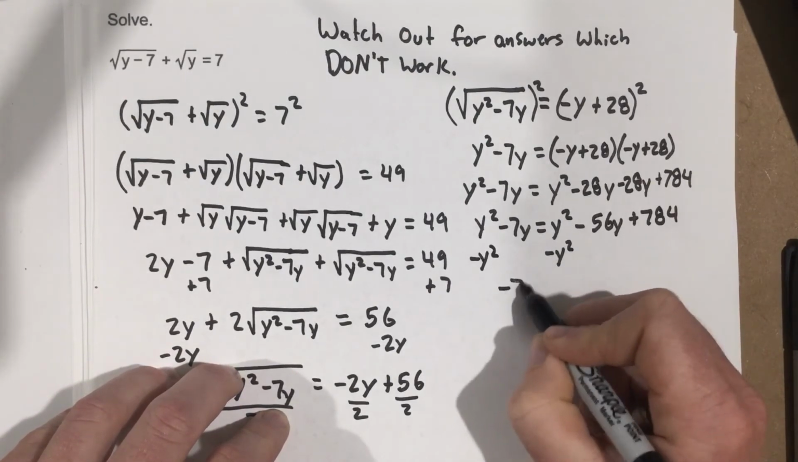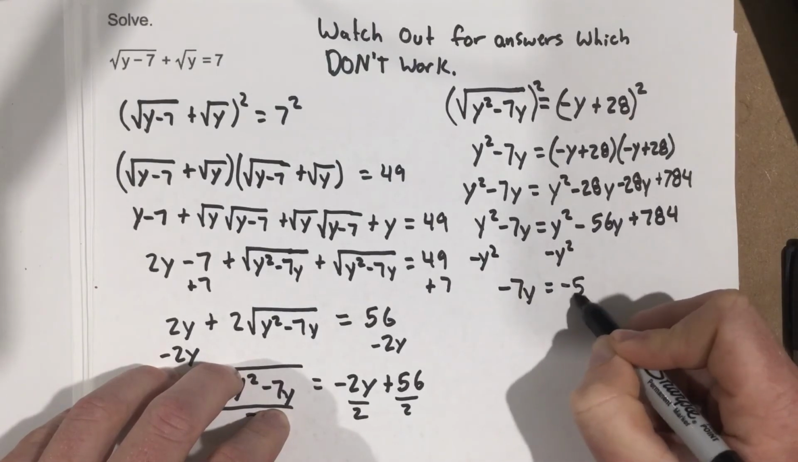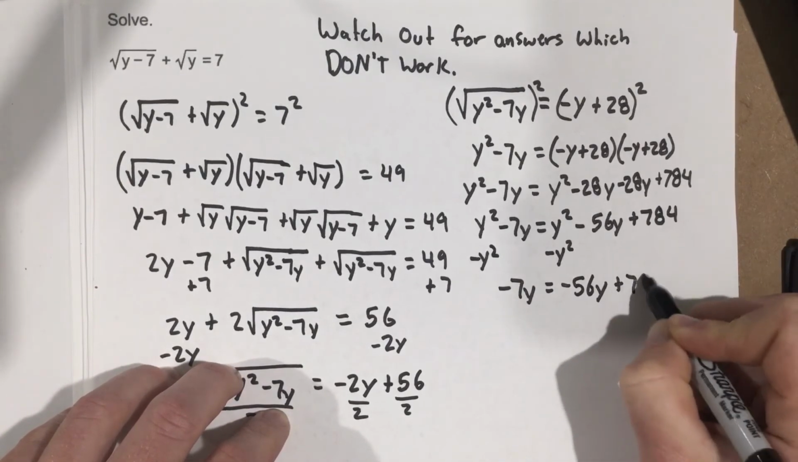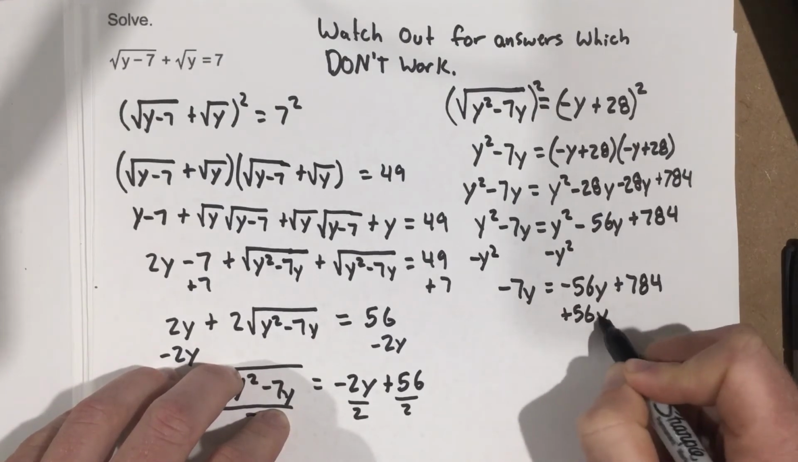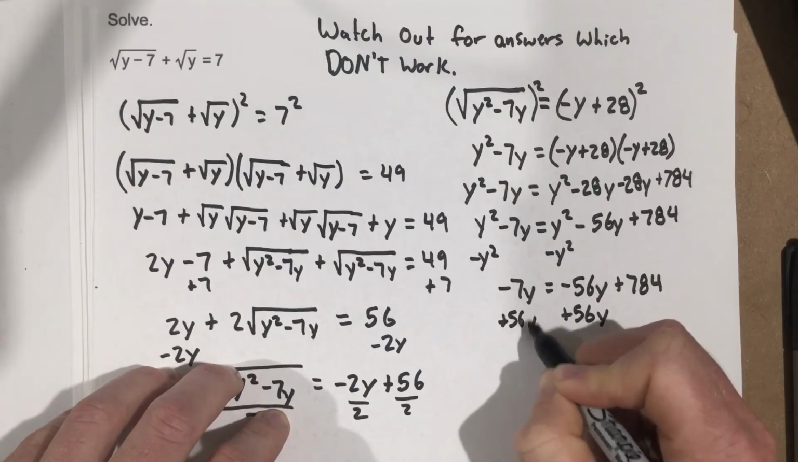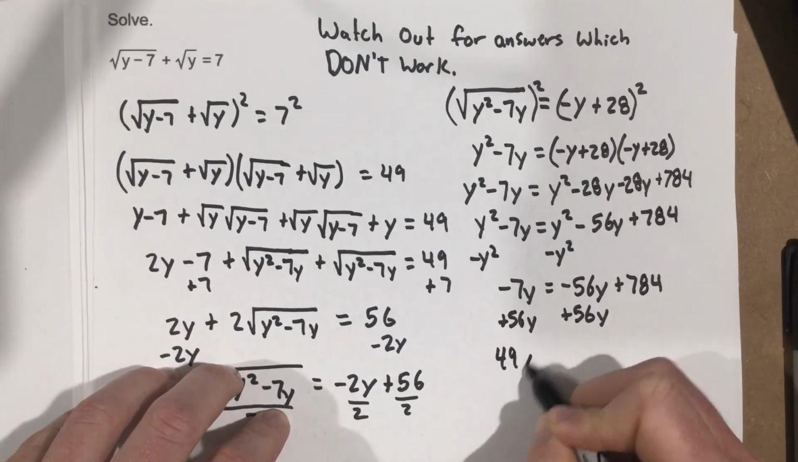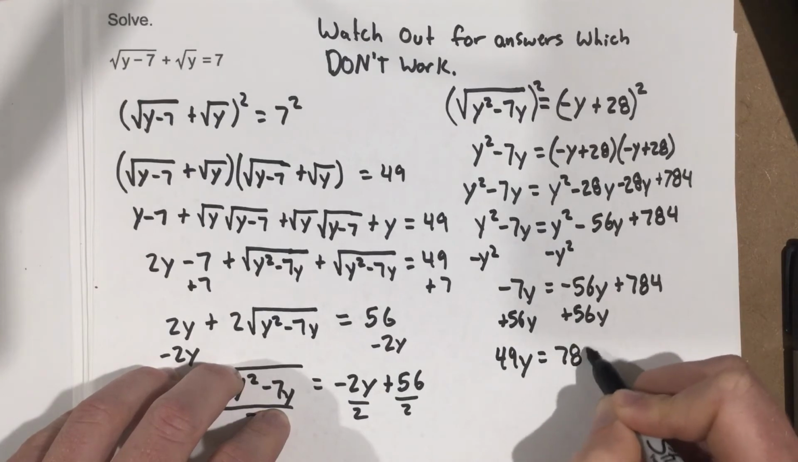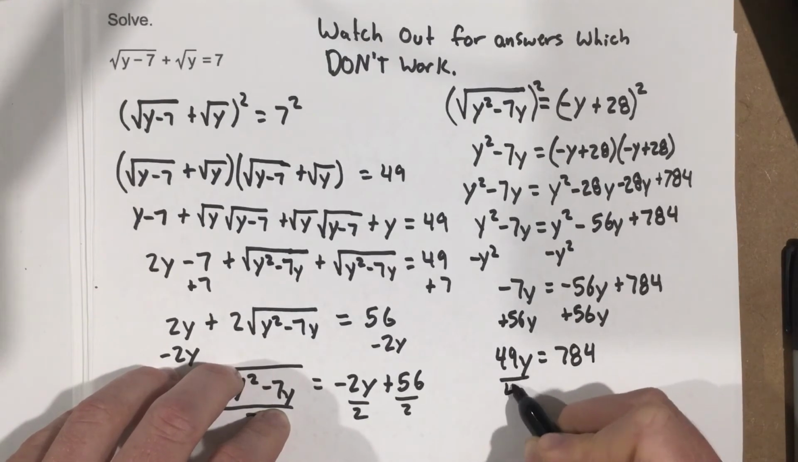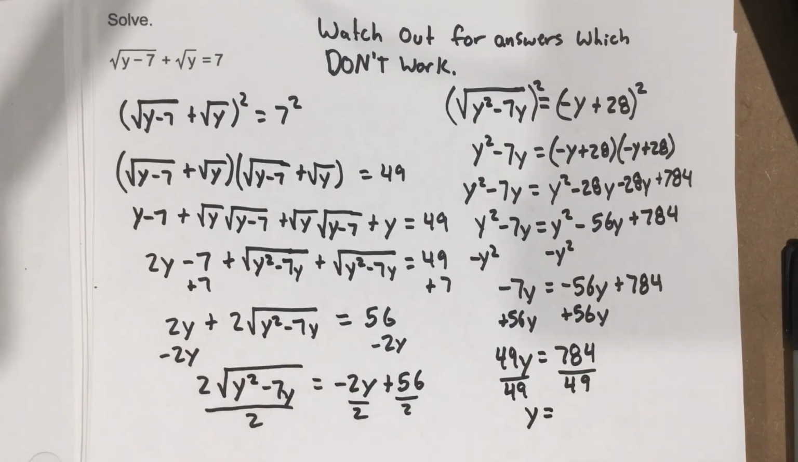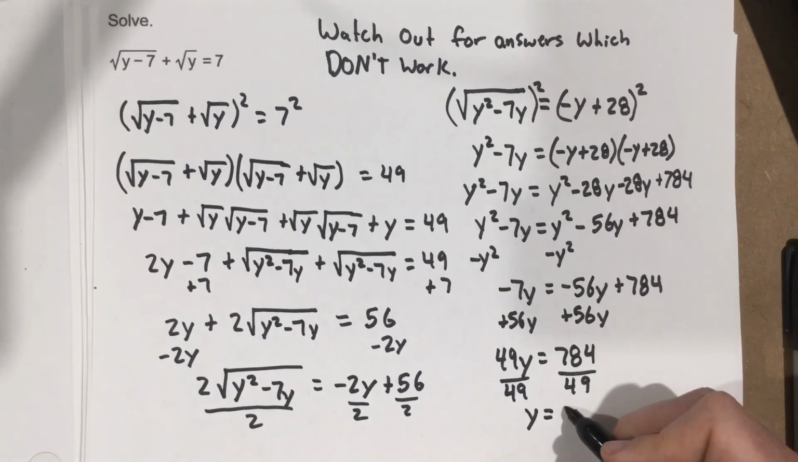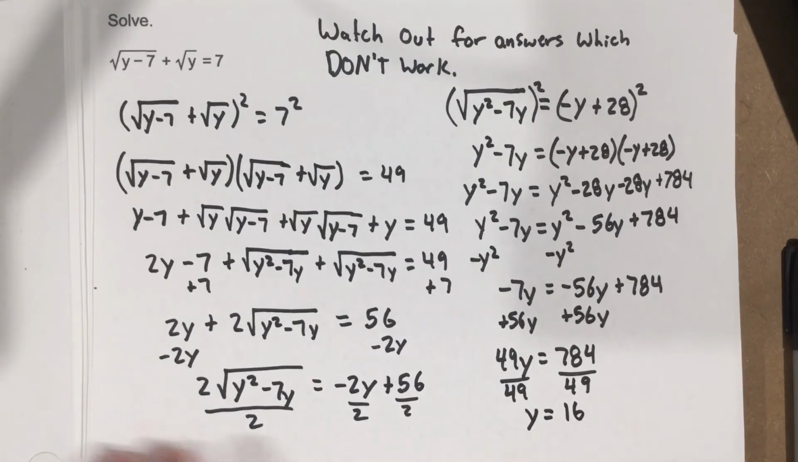So I'm left with negative 7y equals negative 56y plus 784. Let's add the 56y over. And I get 49y equals 784. Last step was divide by 49. And y equals, so 784 divided by 49, 16. So I think my solution is y equals 16 here.